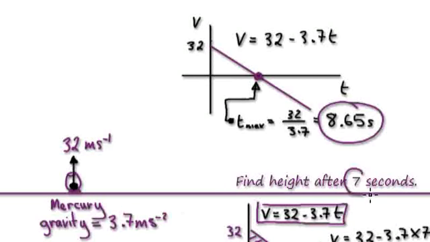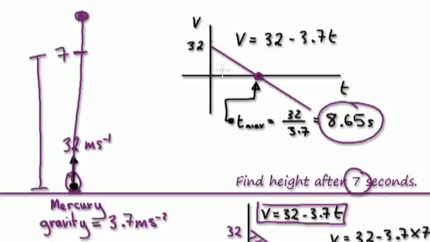But the question says find the height after 7 seconds. Now the 7 seconds is before the maximum height. When you fire the cannonball, maximum height is here, but 7 seconds is here. So basically it's still on the way up. Because it's on the way up, 7 will be somewhere here, so we need just this area here.